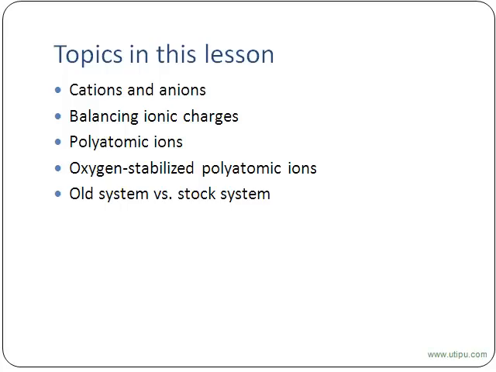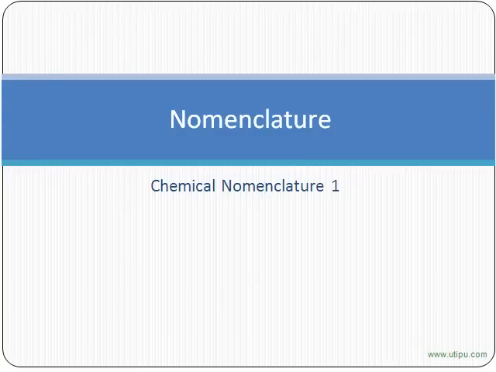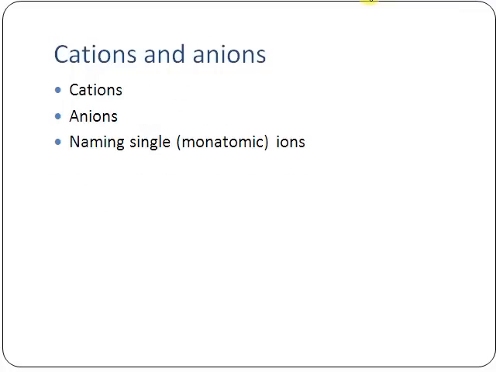In general, this unit is going to be on nomenclature. The basic root of this word is first the word nomen, which means name, and clature, which means a process of organizing things, so organizing by name. So basically what we're talking about here is naming compounds. And so on to the first topic here, which is cations and anions.